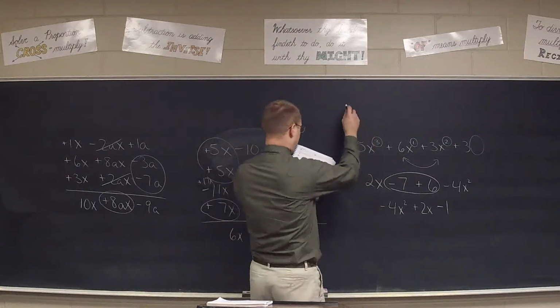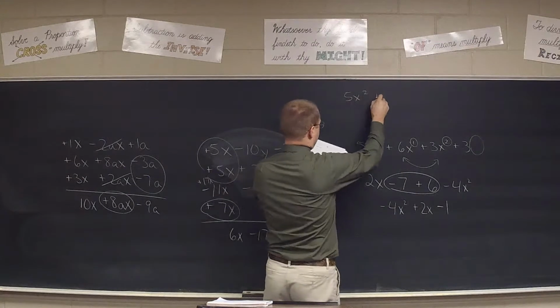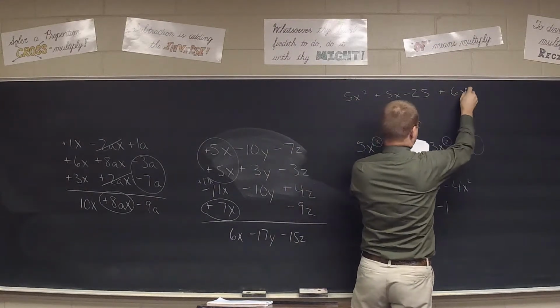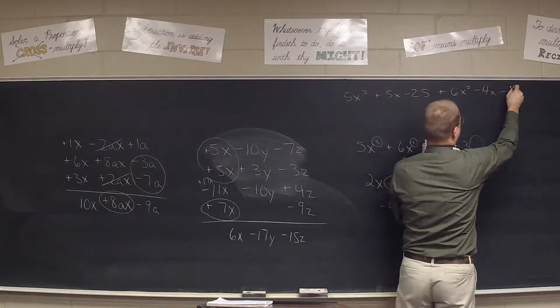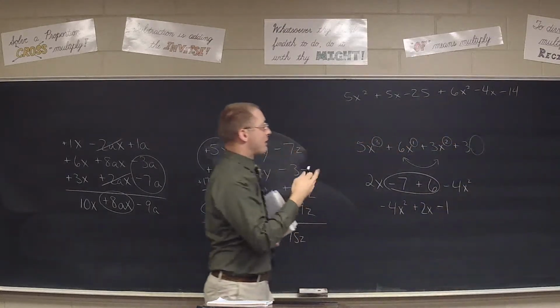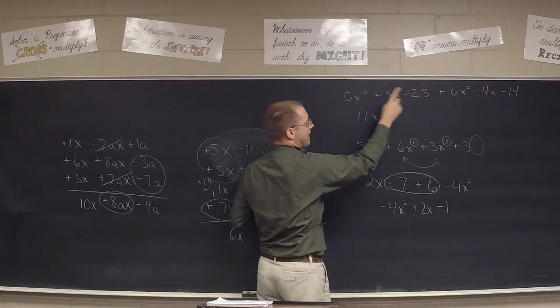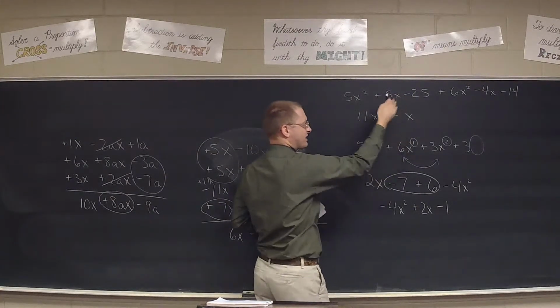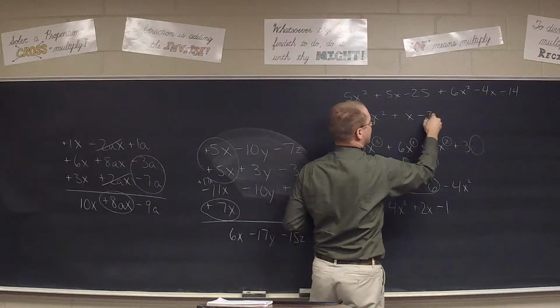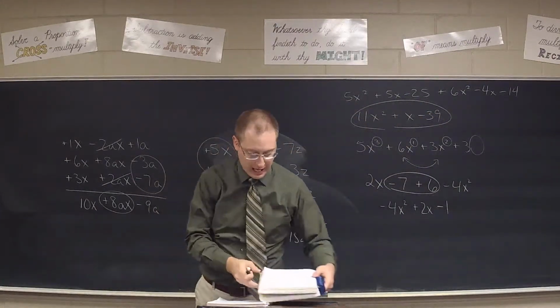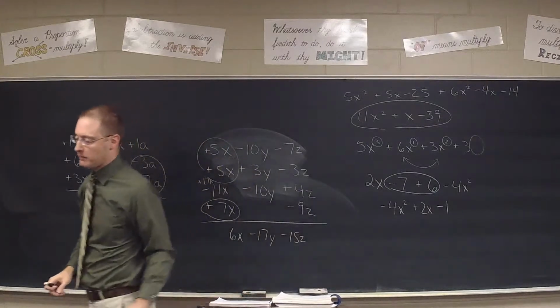Number 28, again, we're going to distribute to get a 5x squared, positive 5x, negative 25. Distribute to get a 6x squared, negative 4x, negative 14. Now we combine the like terms. The 5x squared, the 6x squared gives 11x squared. The 5x, negative 4x gives us the positive x. Negative 25, negative 14, negative 39. And our answer for number 28, the last of the homework problems from that section.